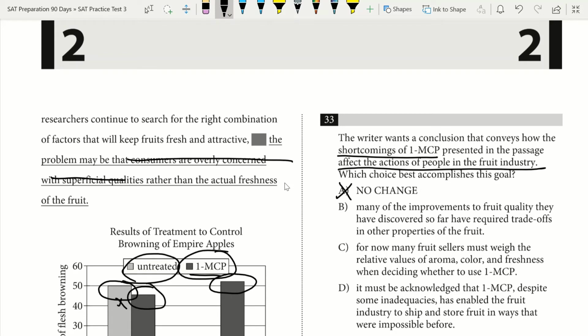B, many of the improvements to fruit quality they discovered so far have required trade-offs in other properties. No, we're not talking about trade-offs in other properties of the fruit. We need to be talking about actions, right? Actions of people in the fruit industry. That's the key part. B may be accurate in the passage, but it's not talking about the actions of people in the fruit industry, so B has to be incorrect.